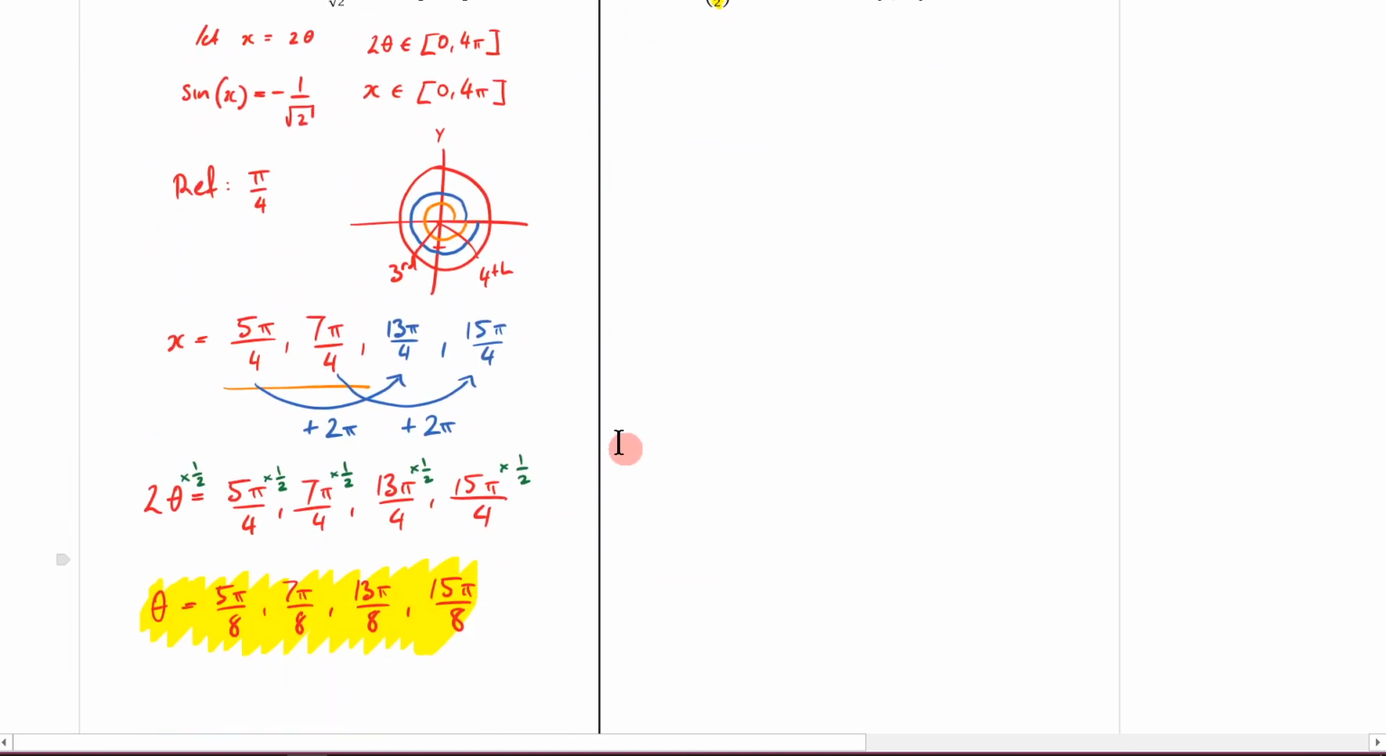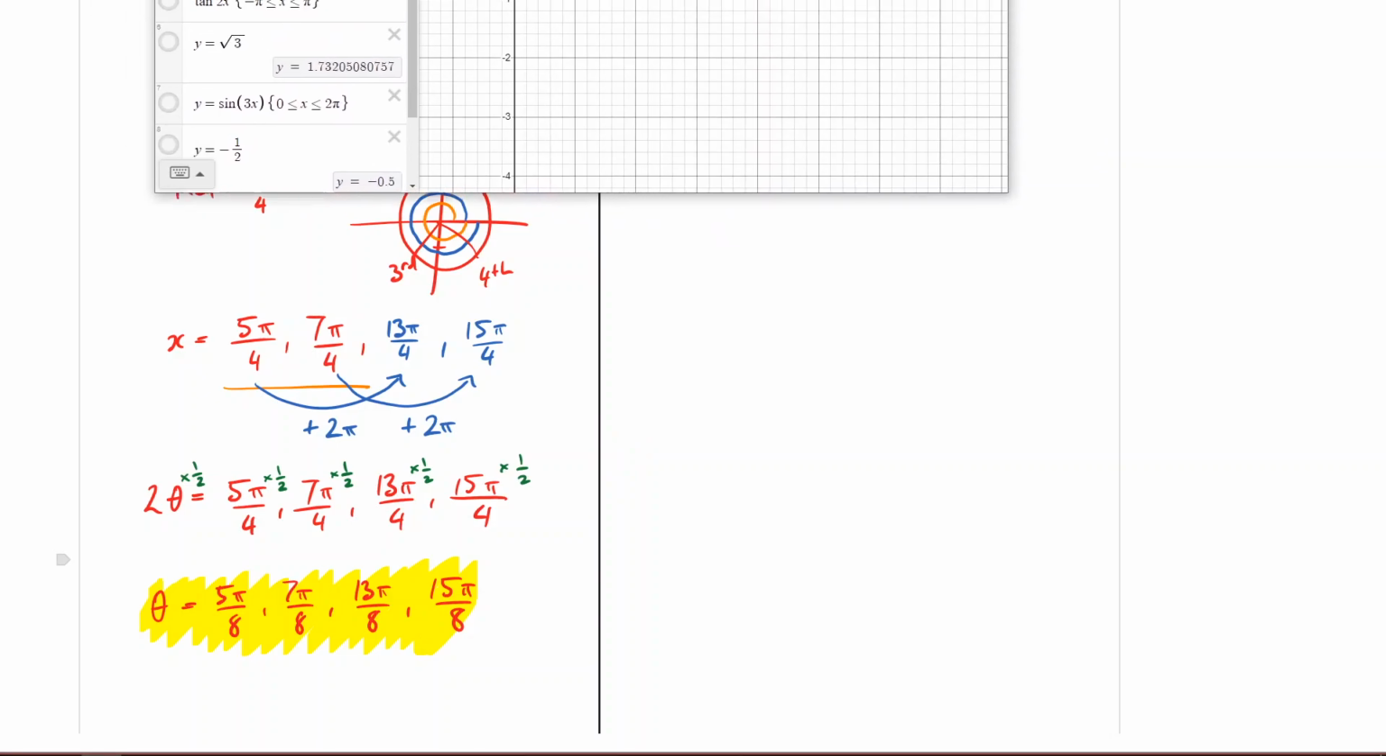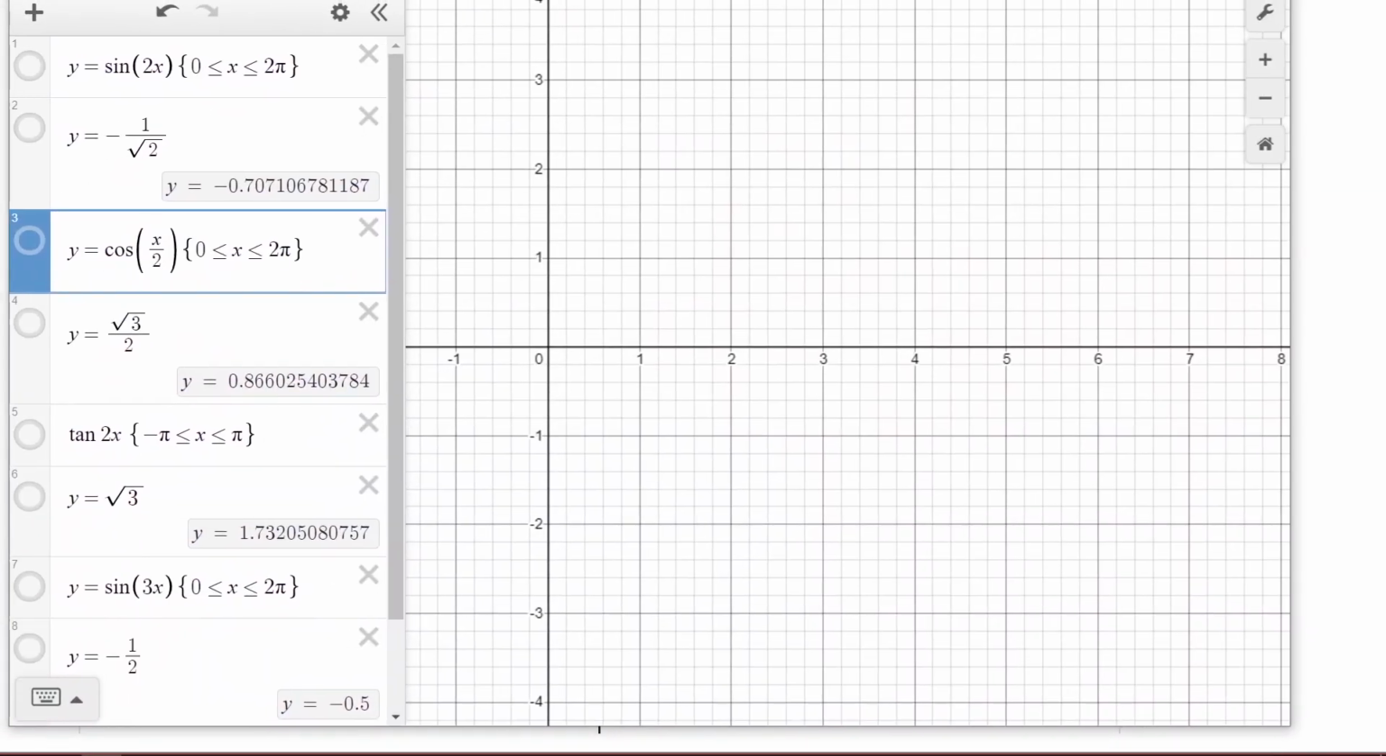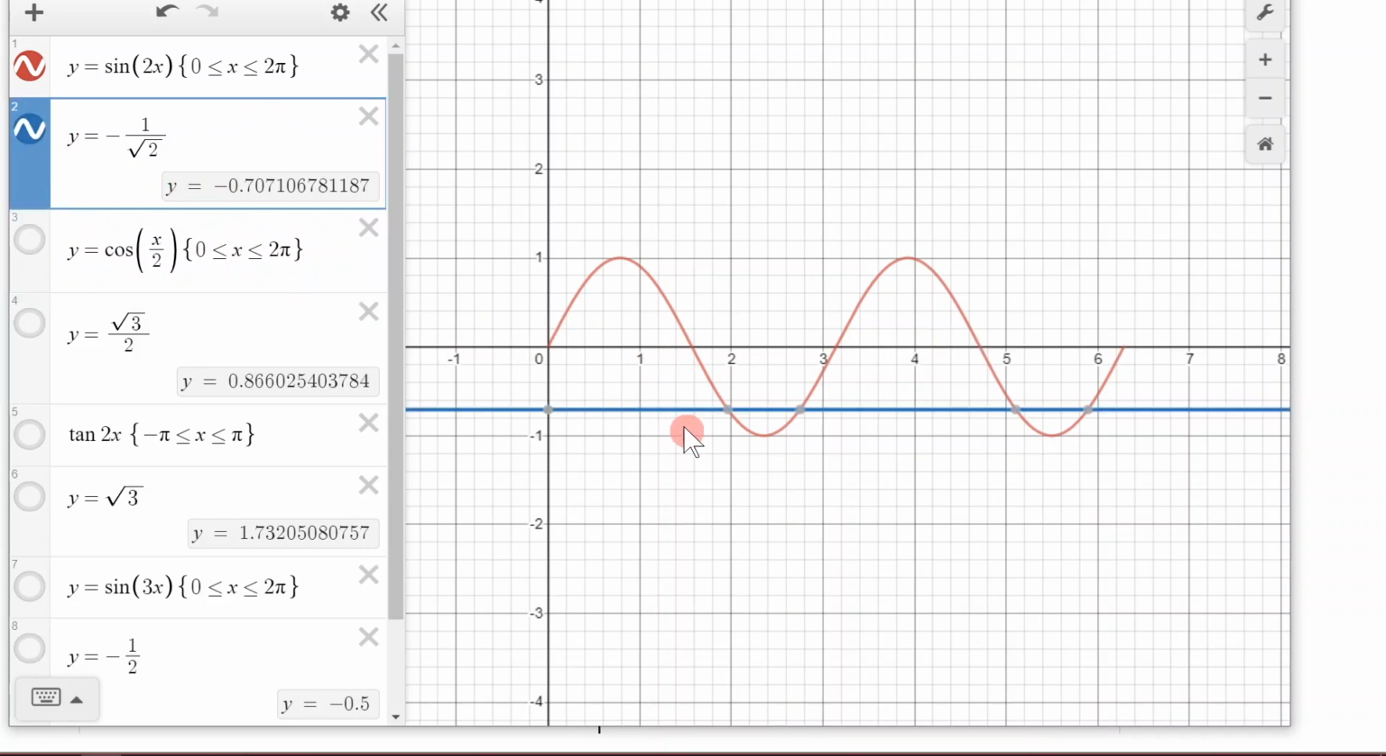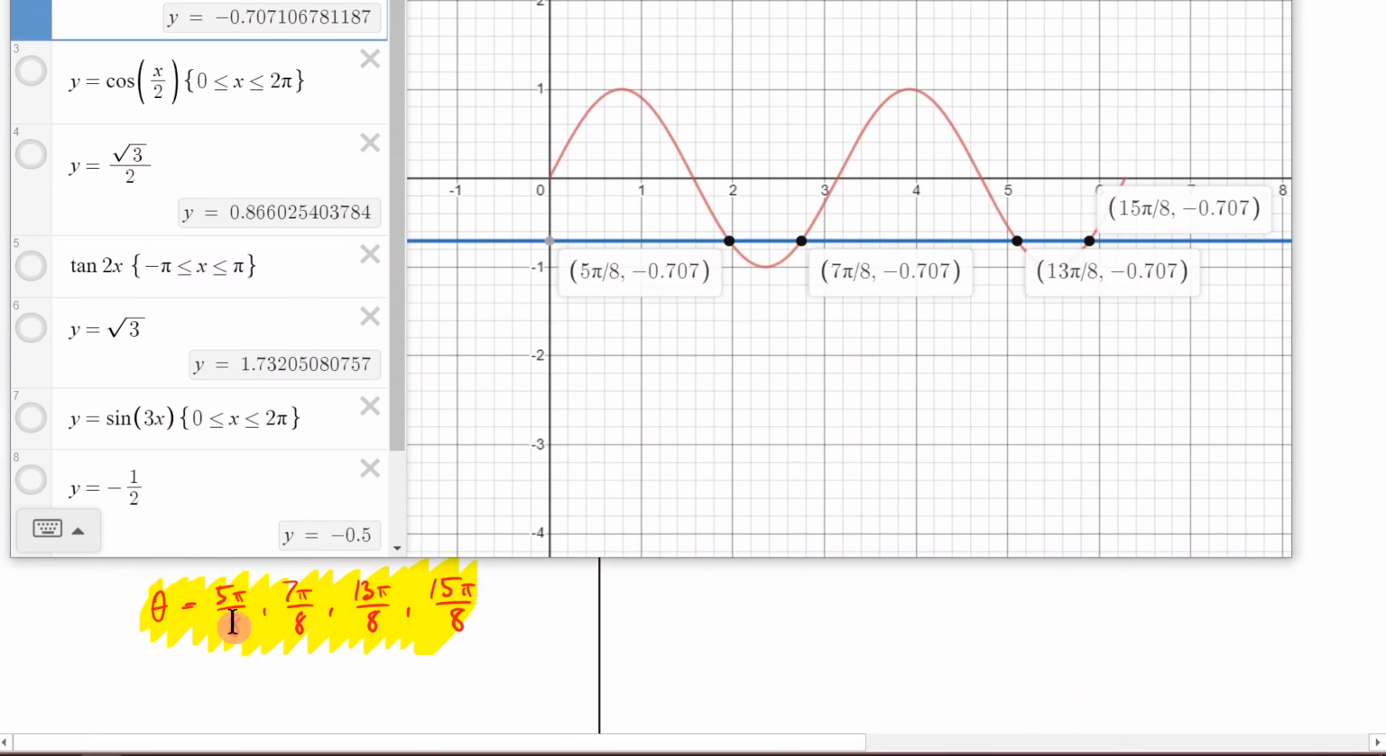I now want to show you on Desmos what we've just done, and hopefully that will actually help us as well. So we just drew this. So this is sine of 2x. Our domain is 0 to 2 pi. And this is our line, this blue thing right here. And as you can see, our answers are 5 pi on 8, 7 pi on 8, 13 pi on 8, and 15 pi on 8. And those are the answers that we got. As you can see, it's just those intersection points. There you go, 5 pi, 7 pi, 13 pi, 15 pi, all on 8.